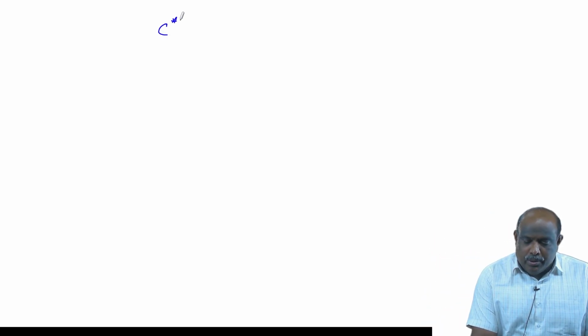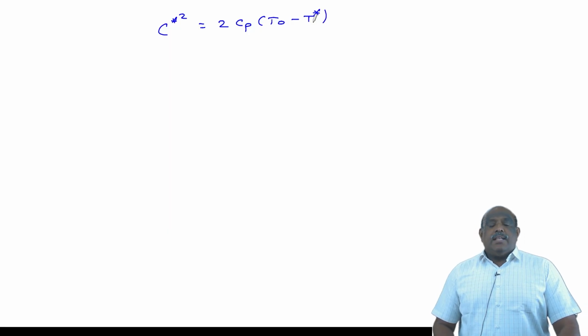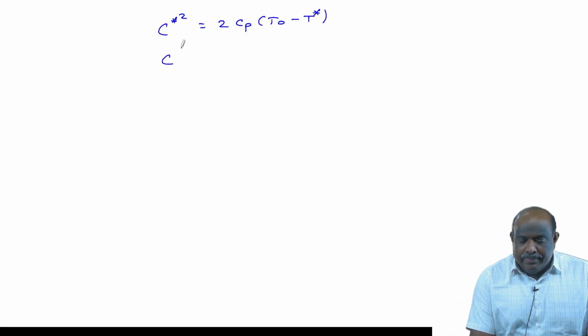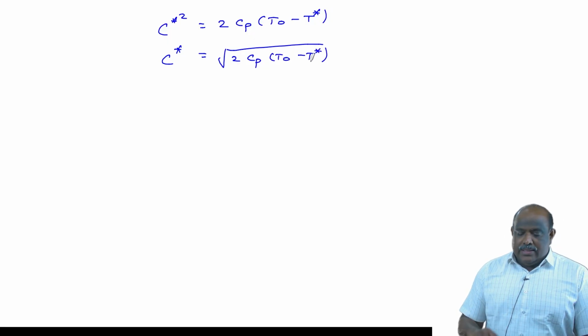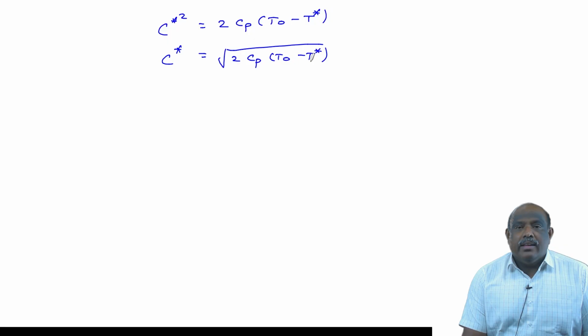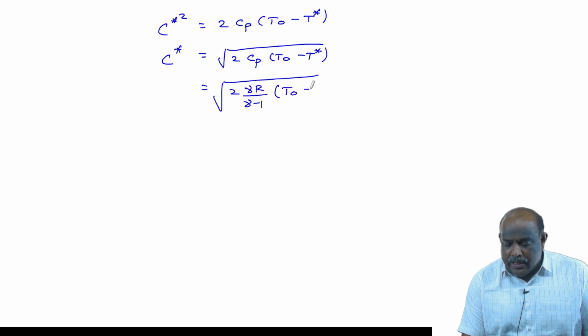So the equation I will write once again. C star squared equals 2 into Cp into (T naught minus T star). So what is C star now? Take the square root on both sides. It's the square root of 2 into Cp into (T naught minus T star). Dear students, what is the formula for Cp in terms of gamma and R? Yeah, you are right. Gamma R by gamma minus 1, into (T naught minus T star).